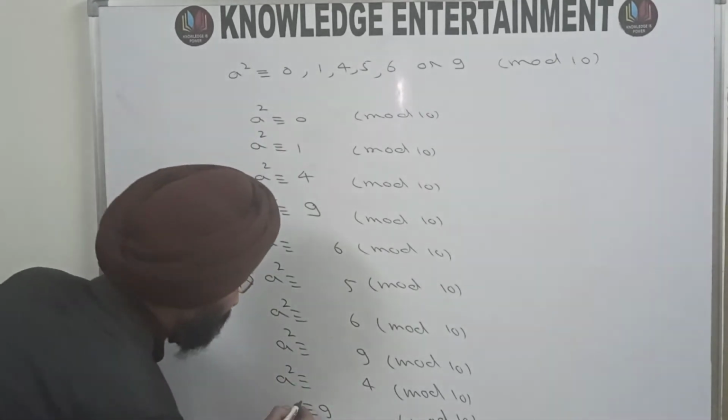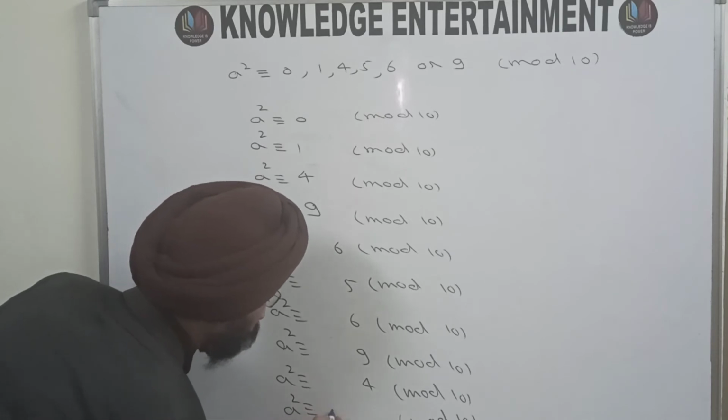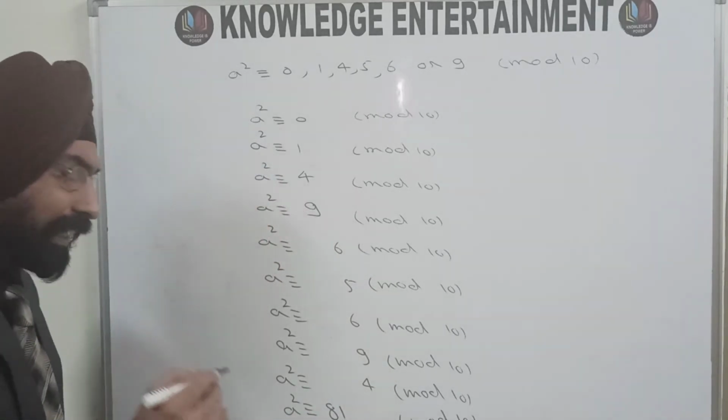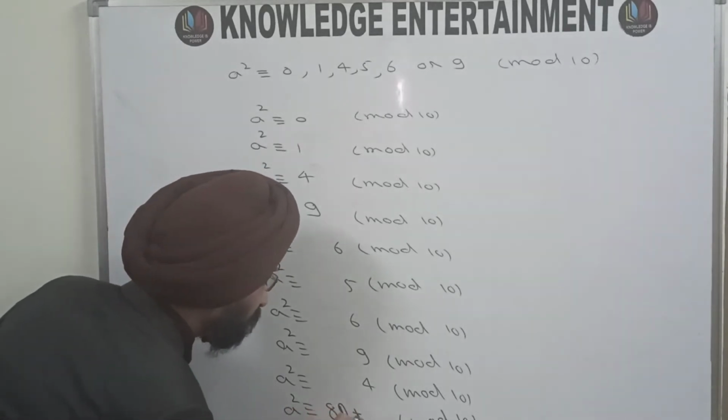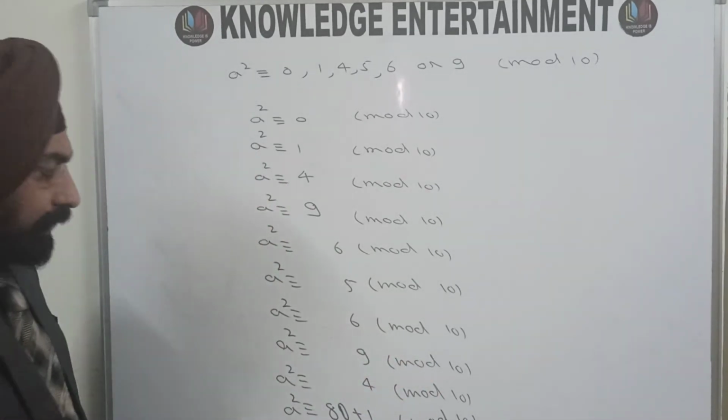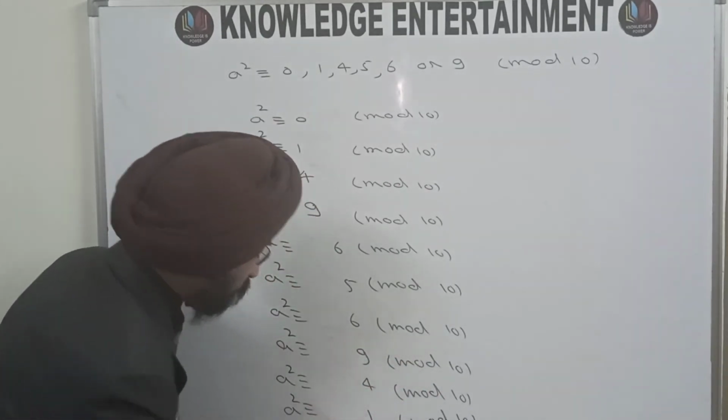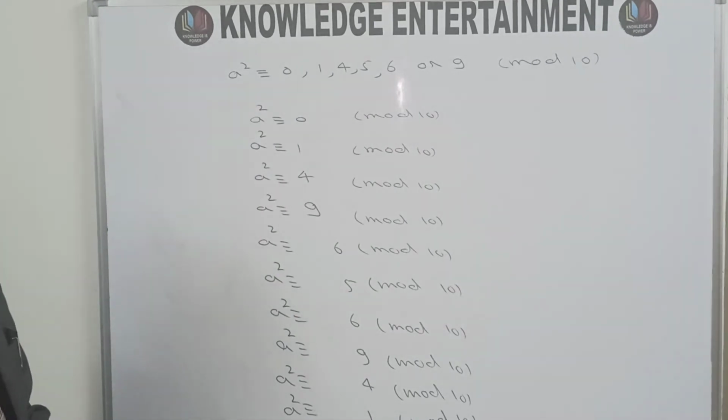In the last case, a square is congruent to 9 square. 9 square is 81. 81 once again can be written as 80 plus 1, and 80 being a multiple of 10 can be removed, so you will be left with a square is congruent to 1 modulo 10.